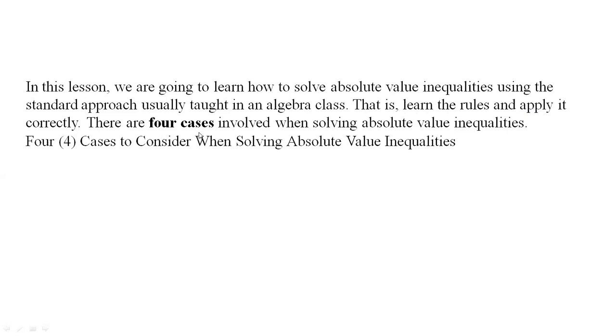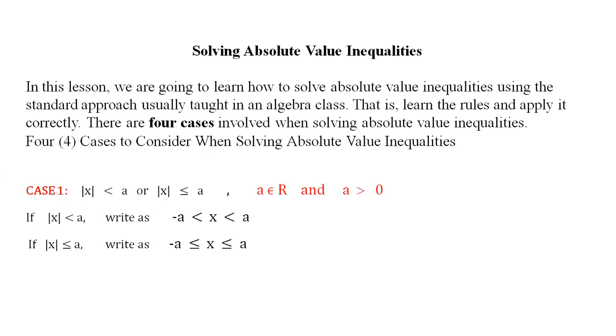There are four cases involved when solving absolute value inequalities. The four cases to consider when solving absolute value linear inequalities. Now, first, case 1. The absolute value of x is less than a, or the absolute value of x is less than or equal to a, and the condition given is that a belongs to the real numbers and a is greater than 0.